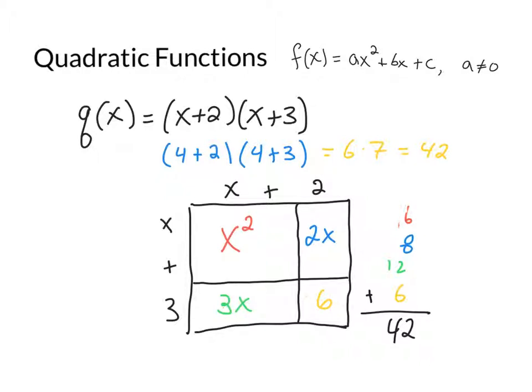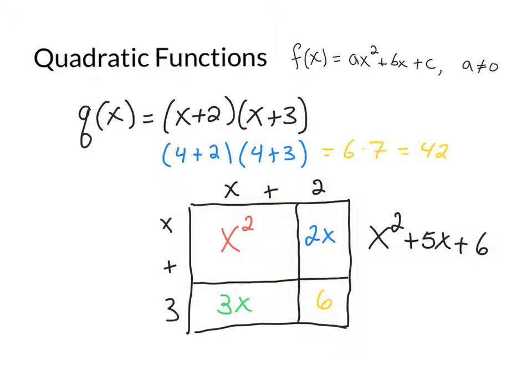So if we come over here, I'm going to erase all of this because I don't have these anymore. But what I'm going to do is add up all of my terms again. So if I look here, I have x squared. So that's right here. That's this term. So I have an x squared plus I have 2x and 3x. That makes 5x. That's here. And then I have my last term, which is 6, down here. And so I get x squared plus 5x plus 6.